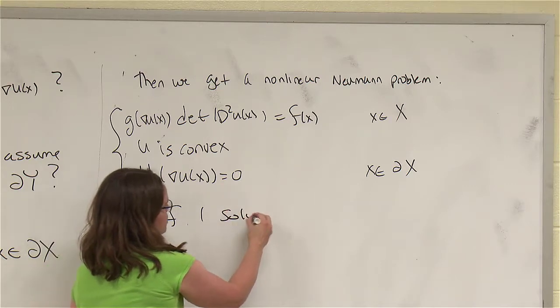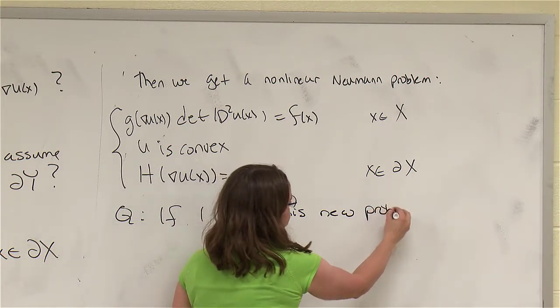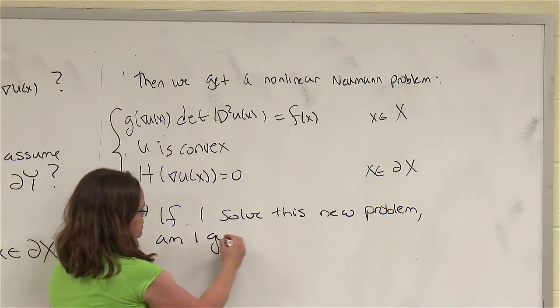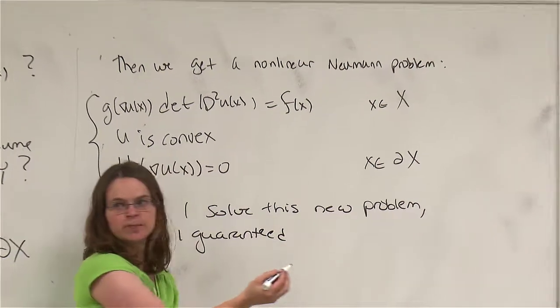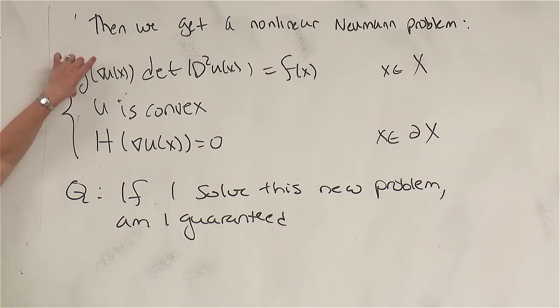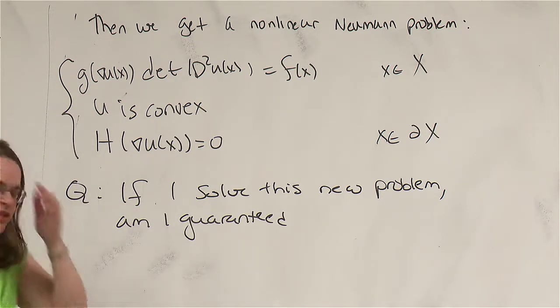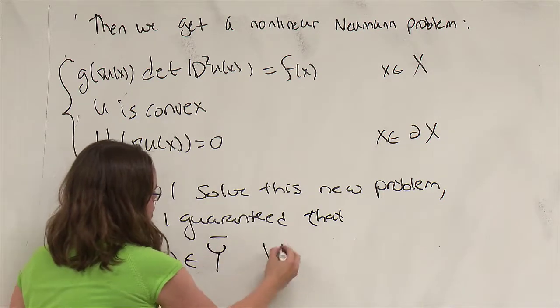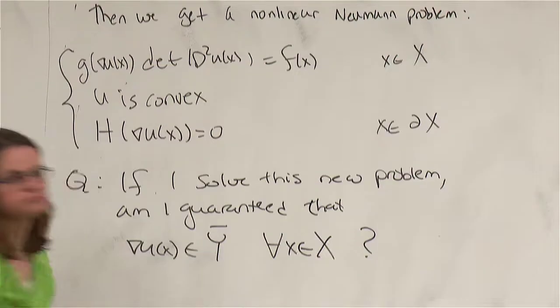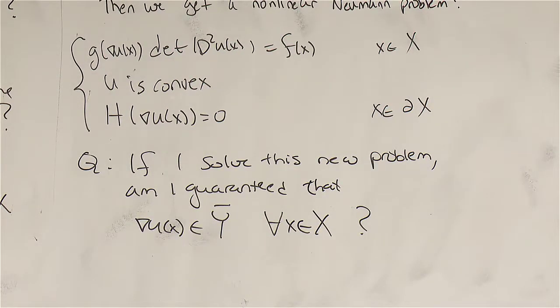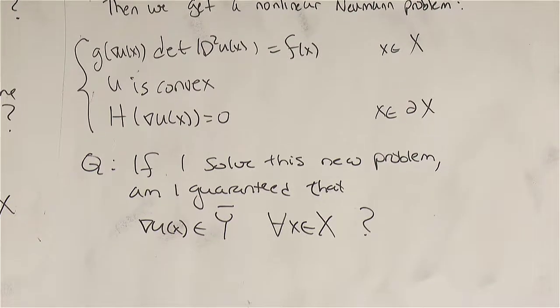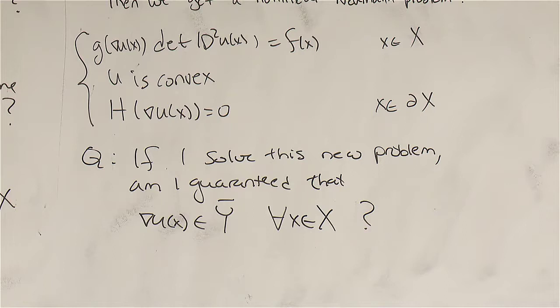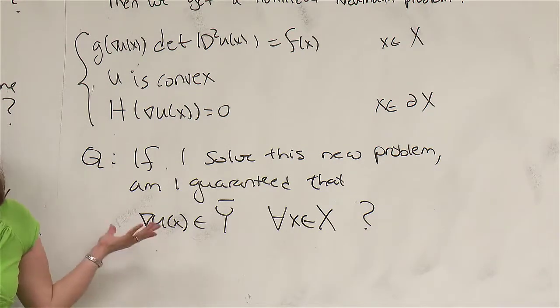If I solve this new problem, am I guaranteed to solve my original problem? Or in other words, I'm guaranteed to solve this part of my original problem and this part of my original problem. It's the boundary condition that matters. Am I guaranteed that the gradient of u always lands in my target set? If the solution of this problem has this property, then we've solved our original problem.